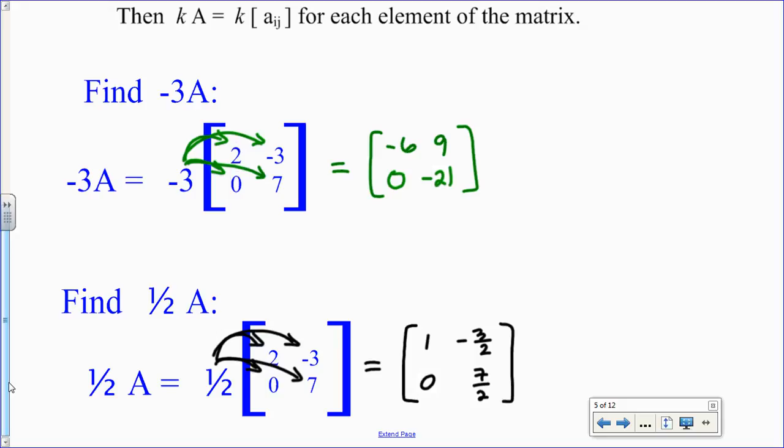Questions about that? Again, don't overcomplicate this. Don't overcomplicate it.